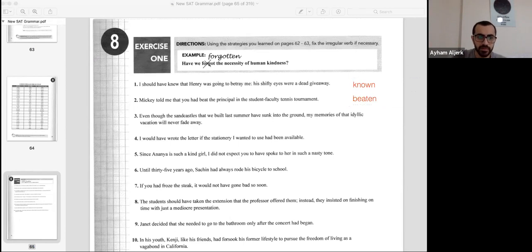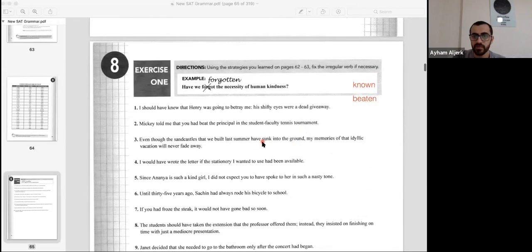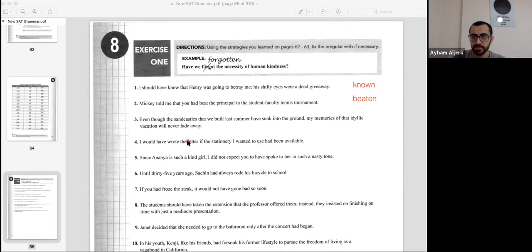For number 3, even though the sand castles that we built last summer have sunk into the ground, my memories of that idyllic vacation will never fade away. So, even though the sand castles that we built last summer, we have sunk. So we'll take a look at sunk. So we have sink, sank, sunk. So we have sunk, so we don't have any problem with this. So it's true.